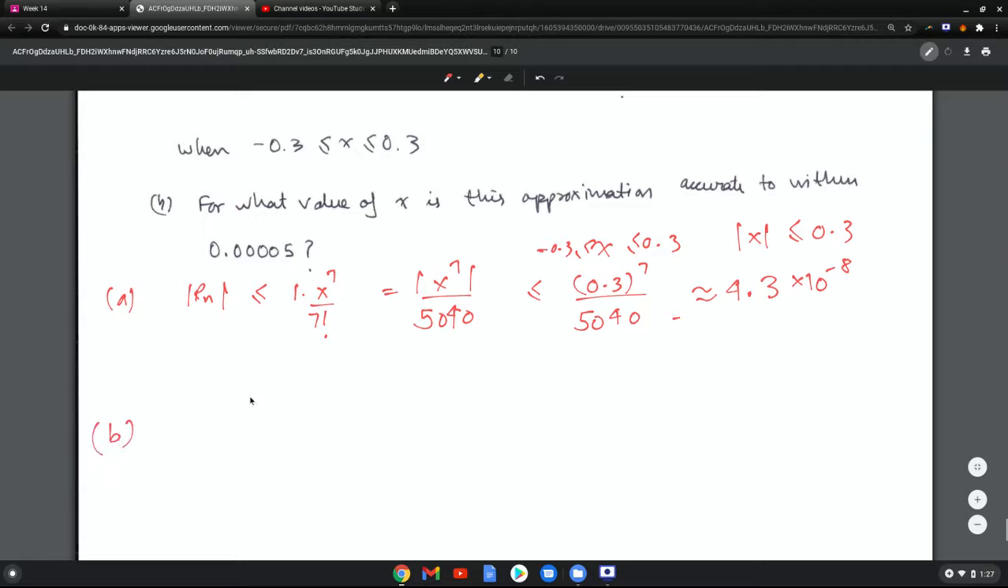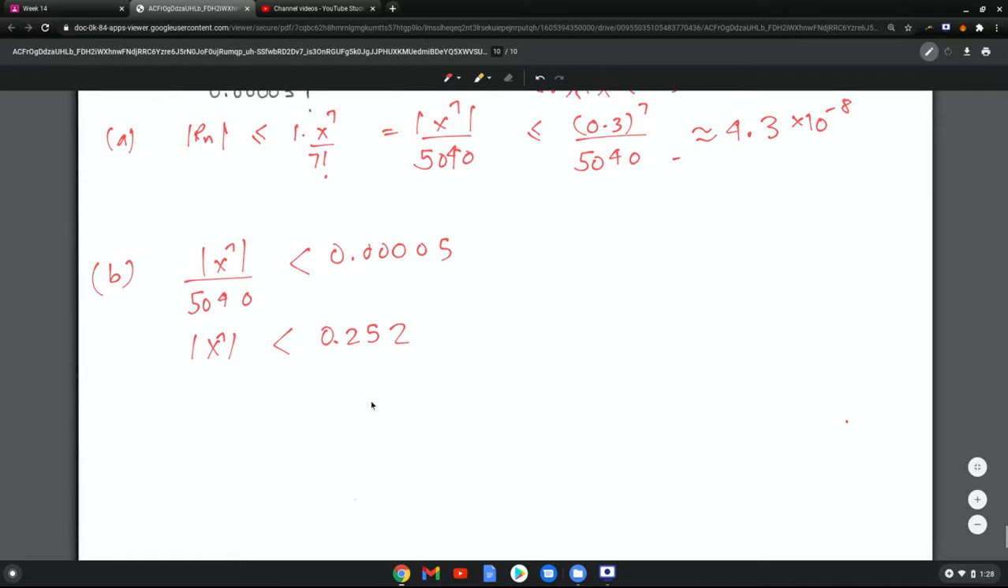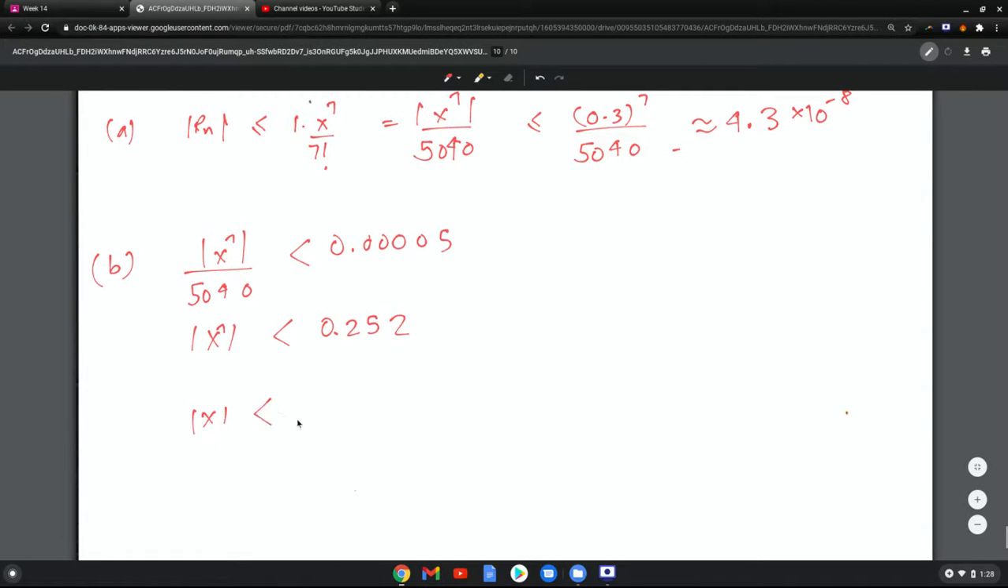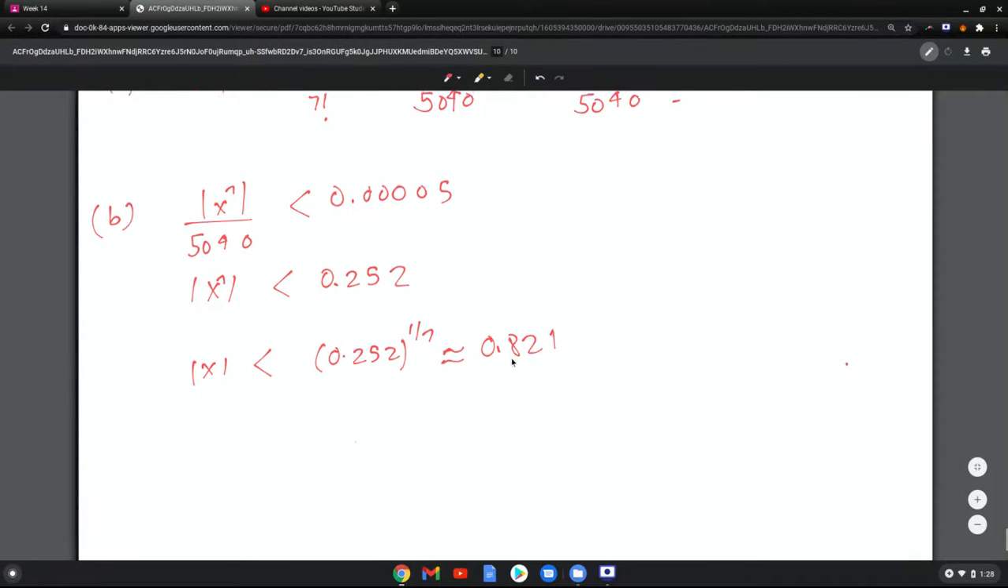Now, for what value of x is this approximation accurate to within this? Again, we want this to be less than 0.00005, which means if you multiply, x has to be less than the 7th root of 0.252, which is approximately 0.821. So as long as x is within 0.821, then your error is within your required limits.